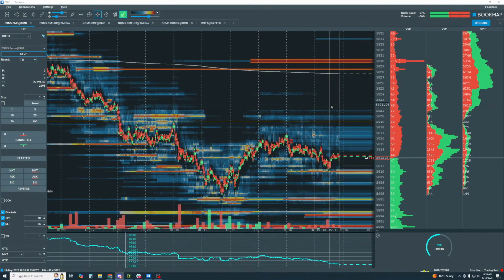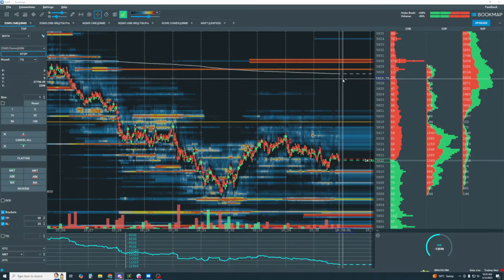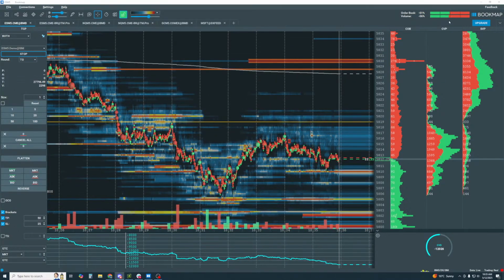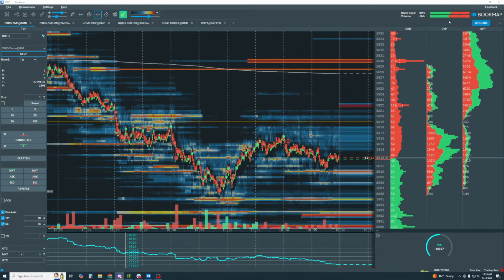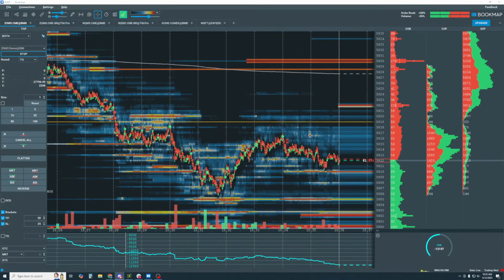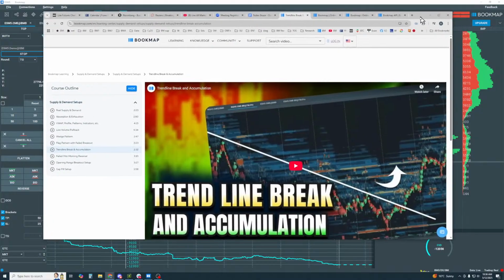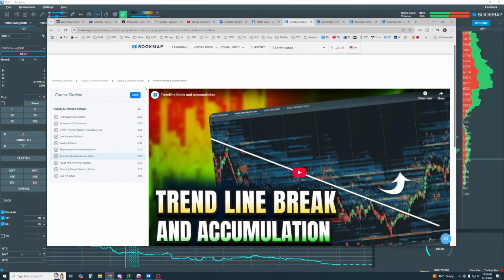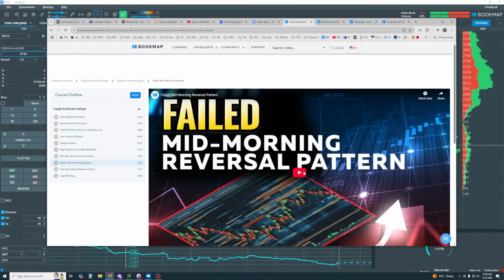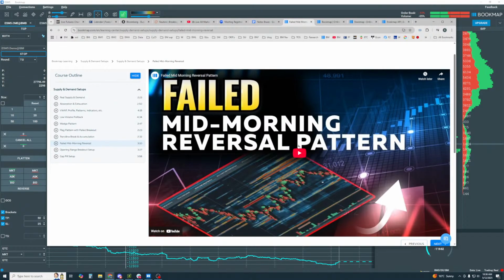I'm hoping that we get one of these. We haven't seen a good example of it yet from the course. Show you what I mean here. Okay, so from the supply and demand setups in here, this mid-morning failed mid-morning reversal, right? This is a really great pattern. We've seen this so many times in the past that I wanted to make a video on this.